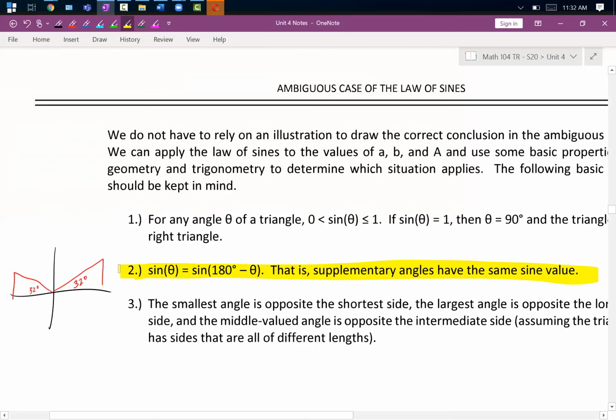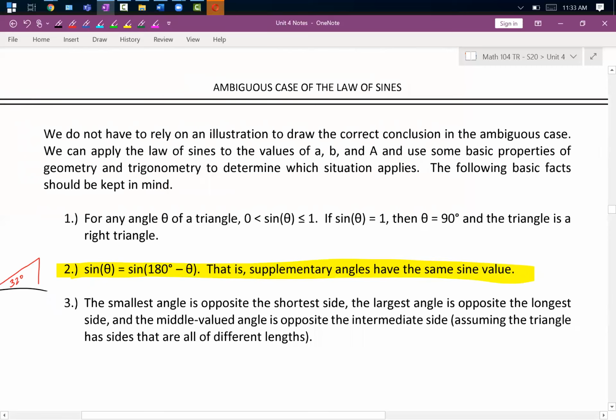And the smallest angle is opposite the shortest side. The largest angle is opposite the longest side. The middle value angle is opposite the middle side. So we're going to use this one a lot too.